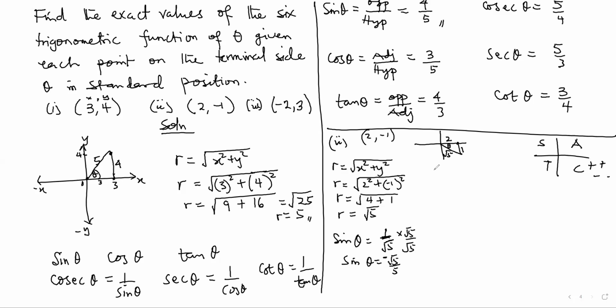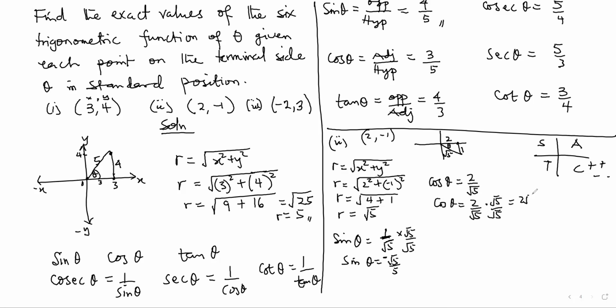So let's move on to finding cos. Cos theta, cos is adjacent over hypotenuse. What's the adjacent? Adjacent is 2 over hypotenuse, which is root 5. Once again, the radical is at the denominator, so we need to rationalize. So we're going to multiply it by root 5 over root 5.